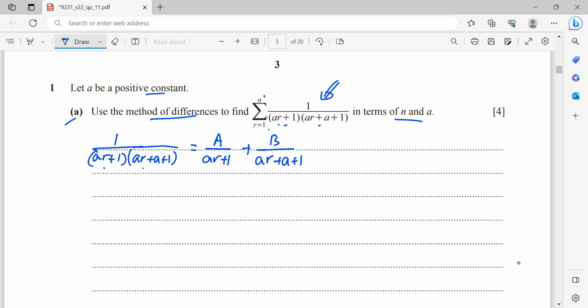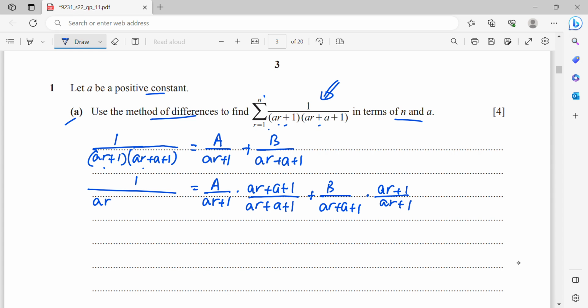By comparing to the left-hand side, in order to get the same denominator, I need to multiply the first rational function by (ar plus a plus 1) and divide by (ar plus a plus 1). And then for the second term, it will be B over (ar plus a plus 1) multiplied by (ar plus 1) over (ar plus 1). Then I will be getting the same denominator as on the left-hand side.